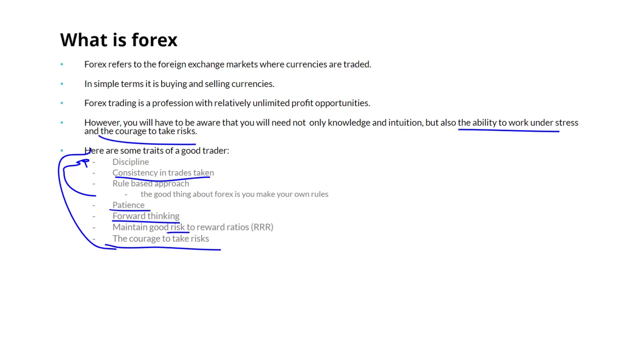So in this case, you have to maintain a good risk to reward ratio. For example, when you say risk, it's the amount of money that you're willing to risk, the amount that you can afford to lose, right? If you read the disclaimer, you will see that you have to invest the money that you can afford to lose. It's one of the things that you need to do.